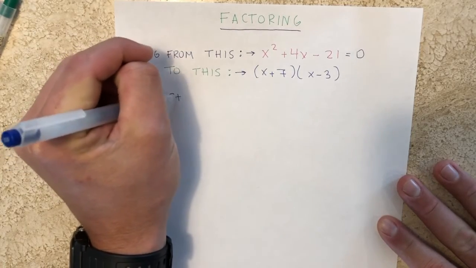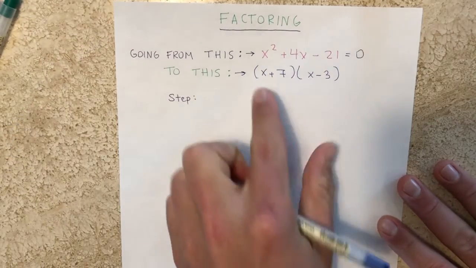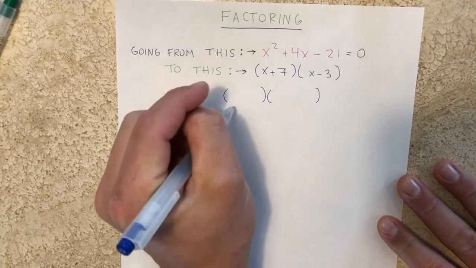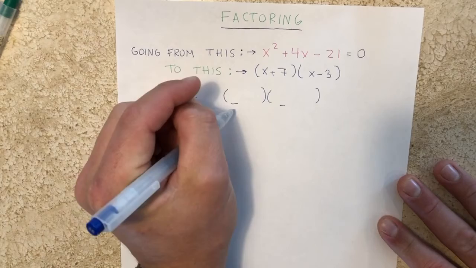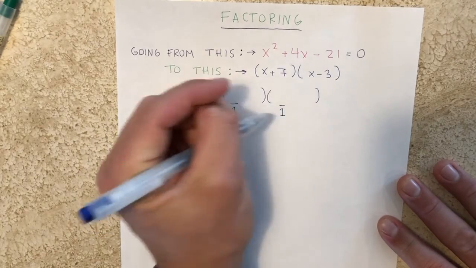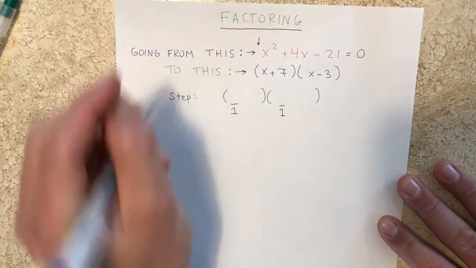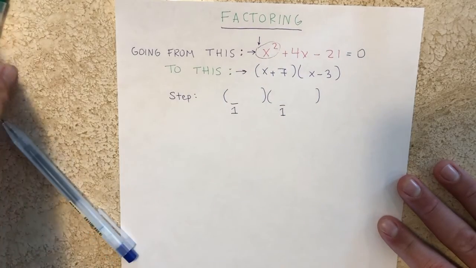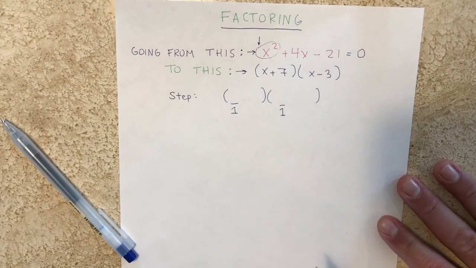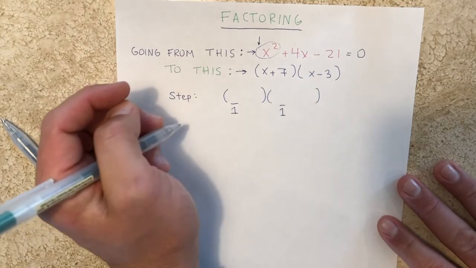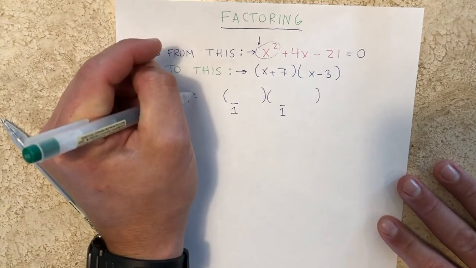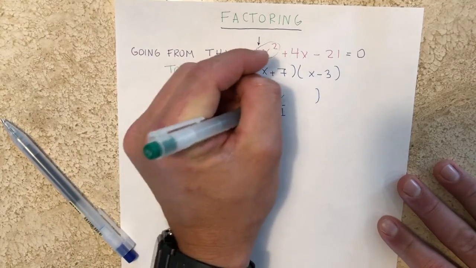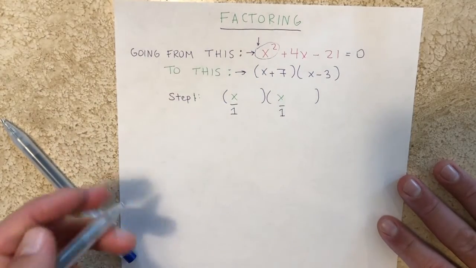3 steps. Step 1, well, if we want 2 sets of parentheses, let's make them. Step 1 is to make the parentheses, and spot 1 will be coming from whatever this term is. Well, this term is x squared. How do I get x squared? The only option, step 1, the only option is to be x times x. It's the only way to get x squared, okay?